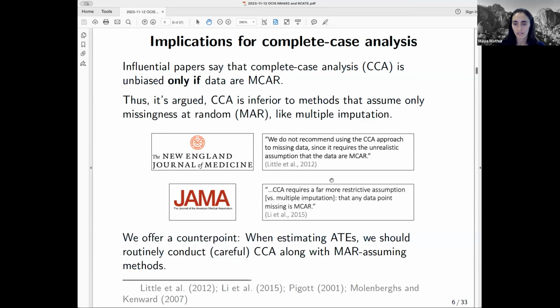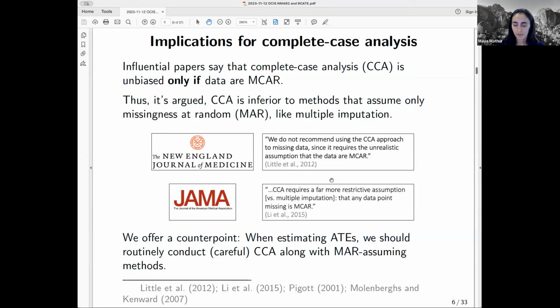So two examples of papers making this claim: one paper in the New England Journal of Medicine said, "We do not recommend using the complete case analysis approach to missing data, since it requires the unrealistic assumption that the data are missing completely at random." Second paper in JAMA said, similarly, complete case analysis requires a far more restrictive assumption. They're comparing it to multiple imputation, that any data point missing is missing completely at random.